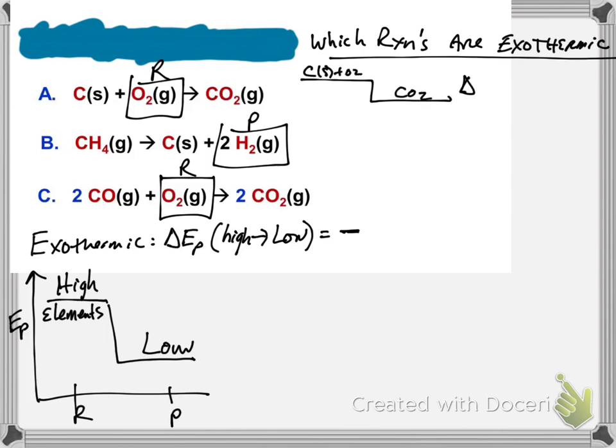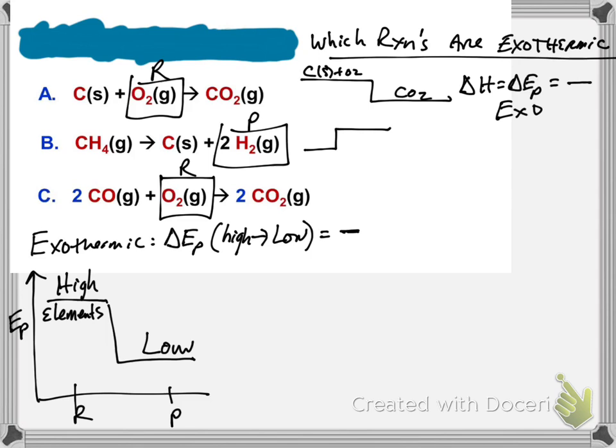They're high, compounds are low. The change in potential energy, which we are now calling delta H, or change in enthalpy, is now negative. In B, exothermic, right? So if it's negative, it's exothermic.